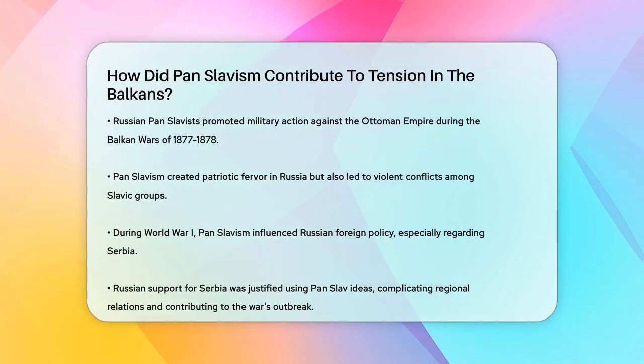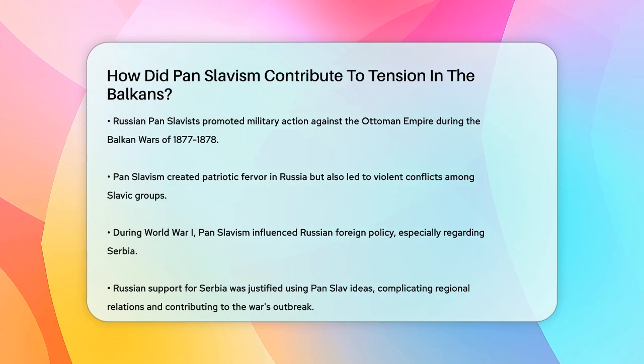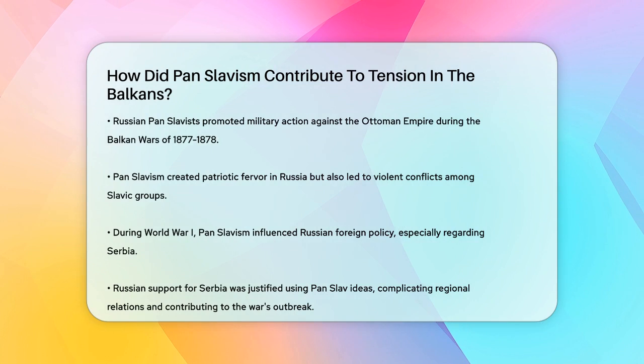In summary, Pan-Slavism contributed to tension in the Balkans by fueling nationalist movements, creating political conflicts with existing empires, and escalating regional wars. It was a complex and multifaceted movement that, while aiming for unity among Slavic peoples, ultimately led to significant conflicts and divisions in the region.